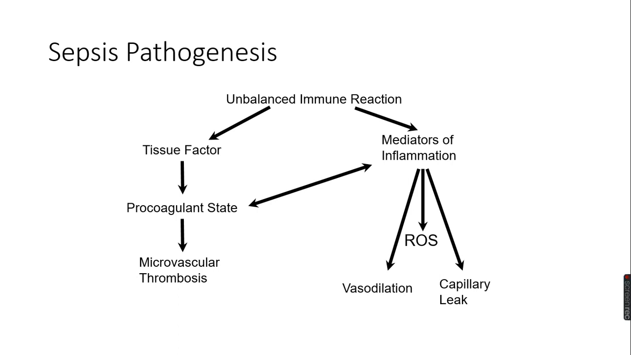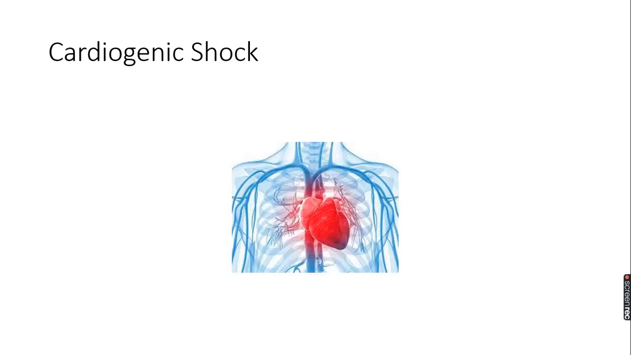So, like has been mentioned, there are many schools of thought in terms of sepsis pathogenesis, but what is mainly believed is that there's an unbalanced immune reaction, which results in tissue factors and mediators of inflammation working together to produce a procoagulant state, microvascular thrombosis, and eventually there will be release of reactive oxygen species, which we know are potent inflammatory mediators. And you also have other unbalanced inflammatory effects such as profound vasodilatation and capillary leak.